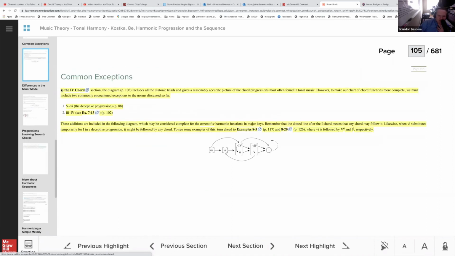So 105 is the best chart for major. It shows you where all the chords can go. And I really don't like how small that is. But this is not the normal viewer I'm used to. And then 106. Scratch that. Where is it? Where'd it go?